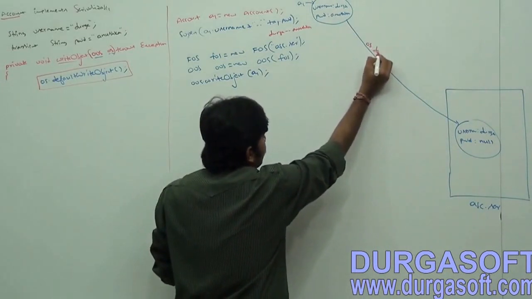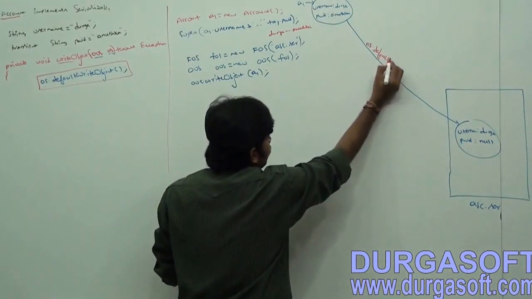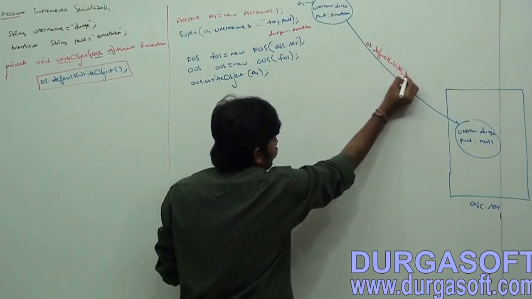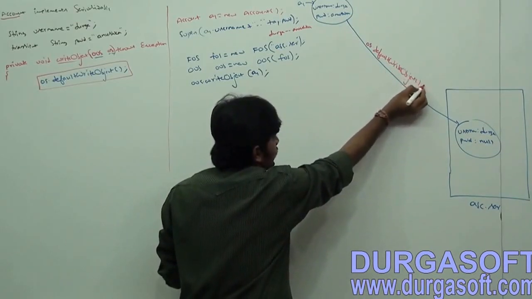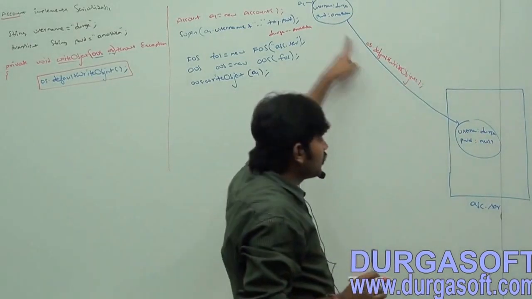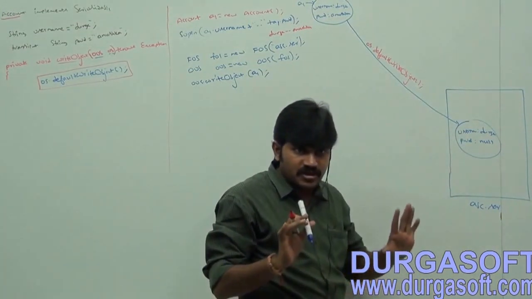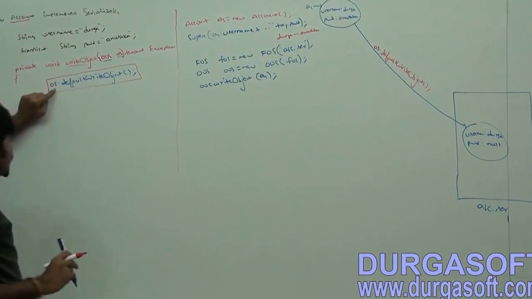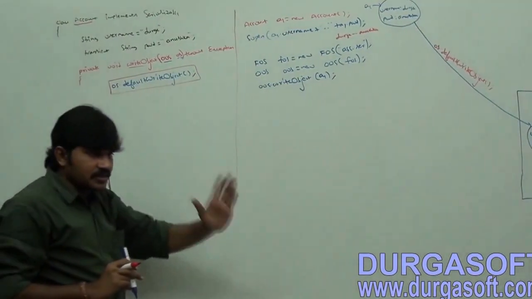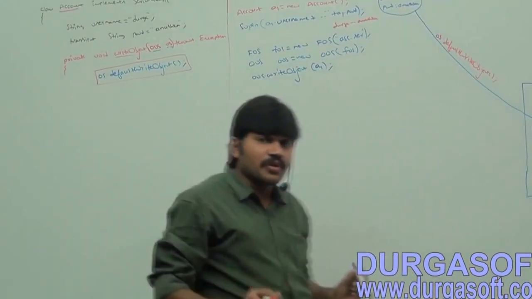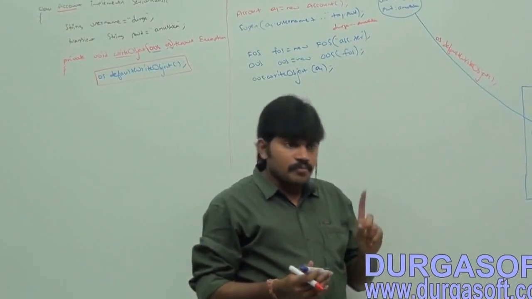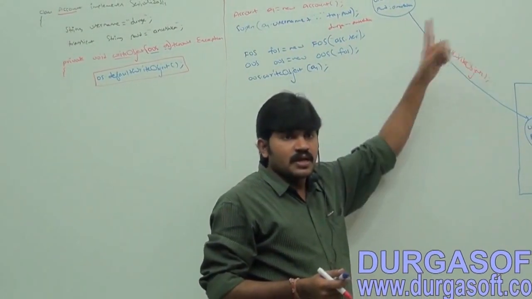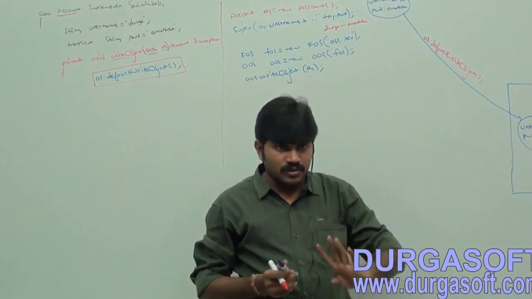Can you tell because of which line this happened? OS.defaultWriteObject. Because of that, now it is coming to this line. Any explanation required? Okay. Now next one. After default serialization, can you tell what extra work we have to do? Prepare the encrypted password and write that encrypted password to the file.